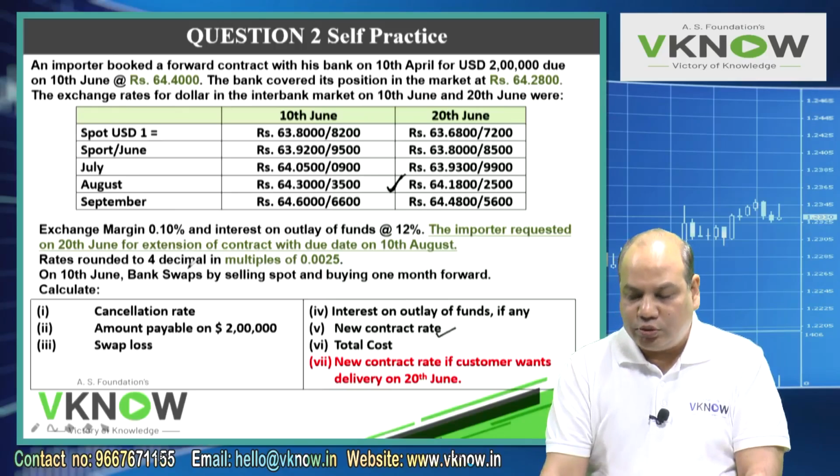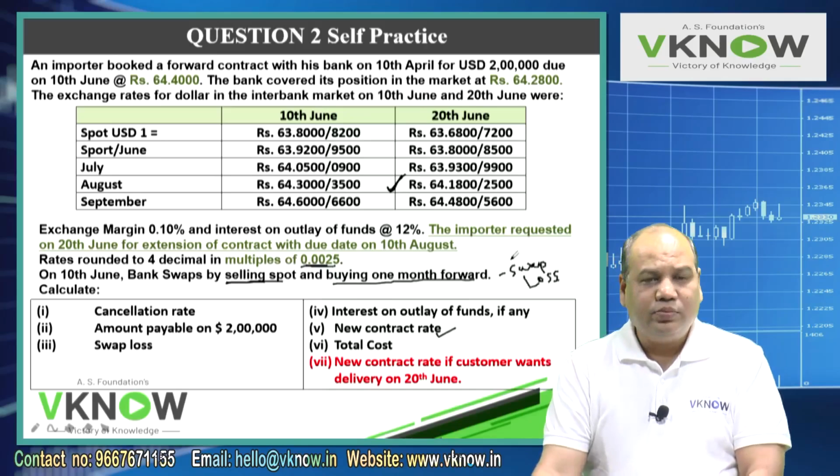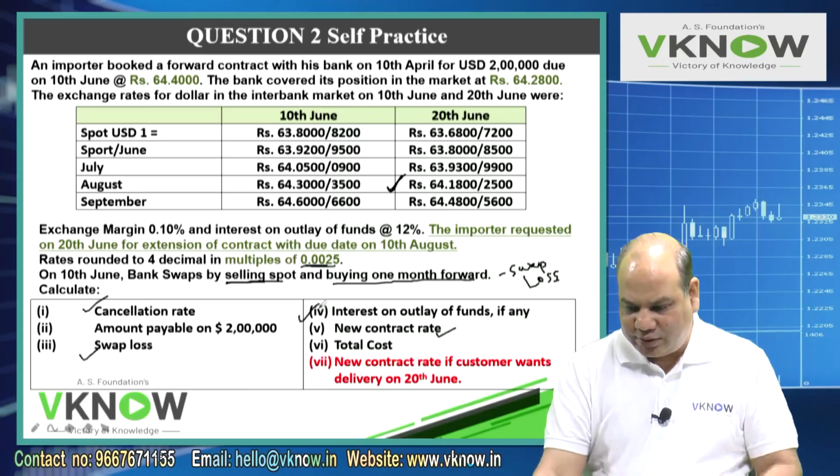In this question also, the question says rates must be rounded off to 4 decimals in multiples of 0.0025. On 10th June, the bank swaps by selling spot and buying 1 month forward. They are just reminding you that you will have to compute swap gain or loss. So 3 charges will be levied upon the customer. One is cancellation charges, swap loss, interest, total cost.